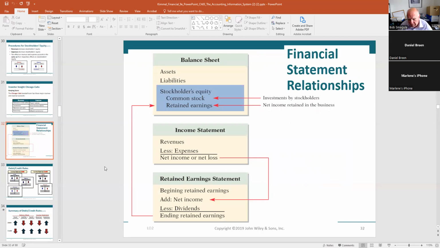Let's look at the financial statements, some relationships, huh? At the end of the month, we're going to prepare an income statement, a statement of retained earnings, and a balance sheet. These are basic templates. Your income statement is simply revenues minus expenses. That's all you see on an income statement, revenues and expenses. You don't see assets. You don't see liabilities. You don't see equity. You just see revenues and expenses.